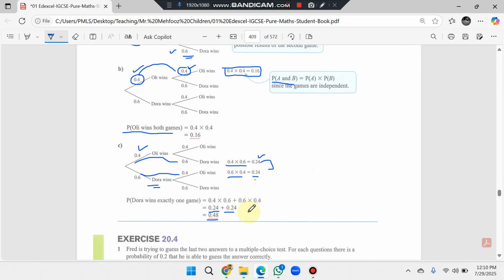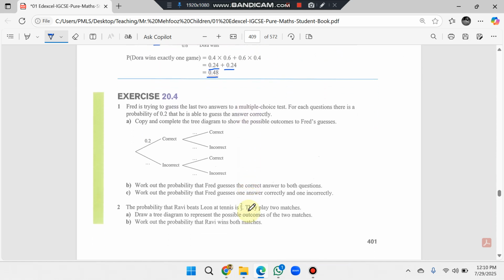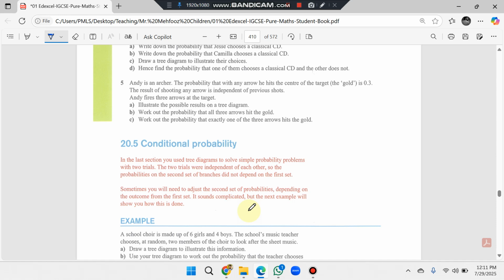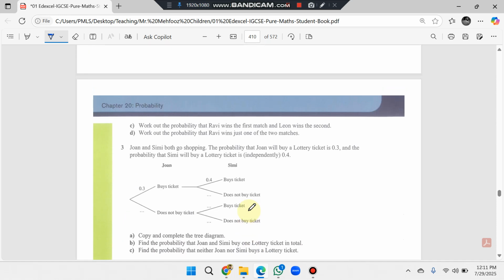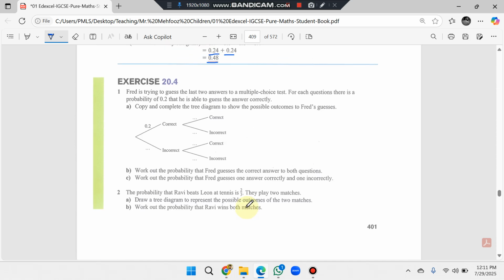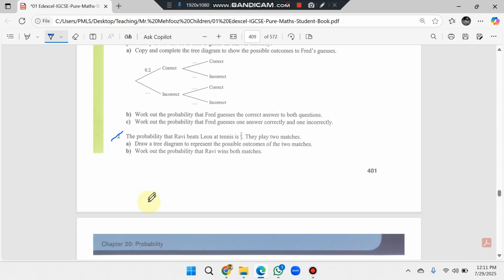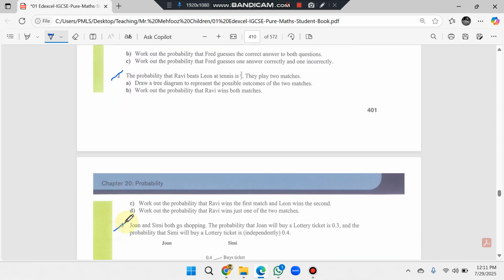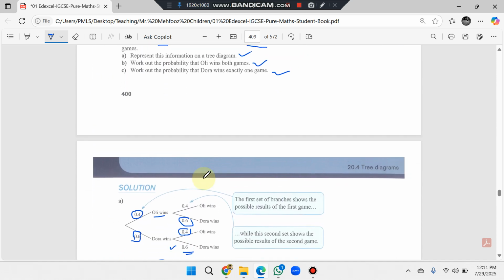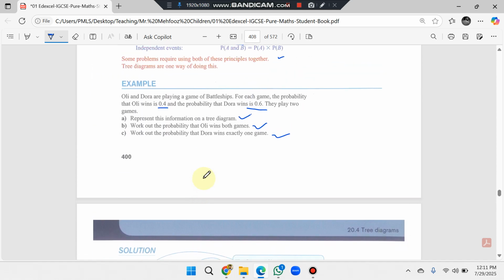Okay, good. Next is exercise 20.4. You have a total of 5 questions, and after doing this previous example, you have to do the first 3 questions from this exercise. So you have to do this and send it to me quickly.